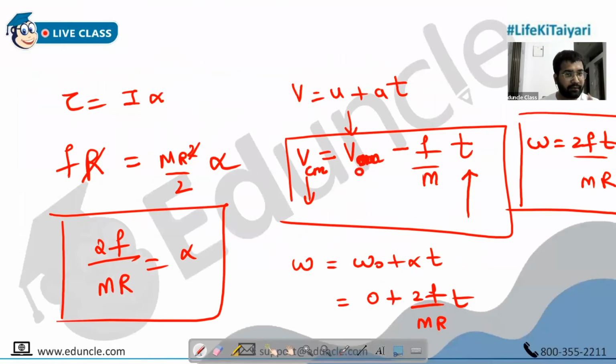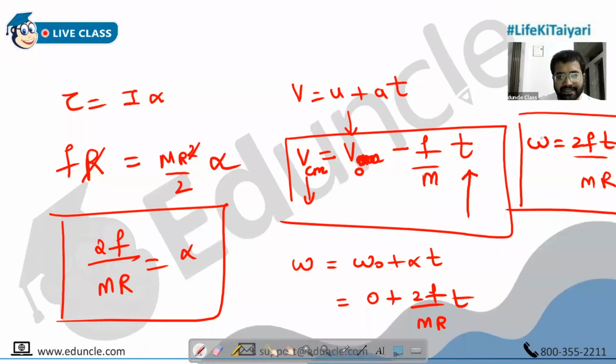Any confusion, please ask. VCM is decreasing, and is omega increasing? We had guessed that friction is going to decrease the VCM, and it will also generate a torque, and it will increase omega. Is omega increasing? Yes. Look at this, omega increases with time.